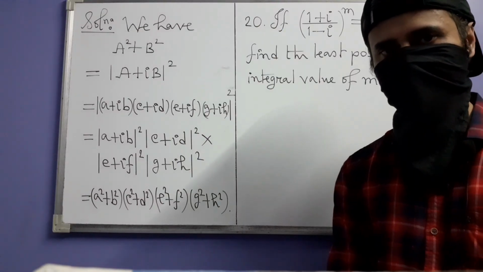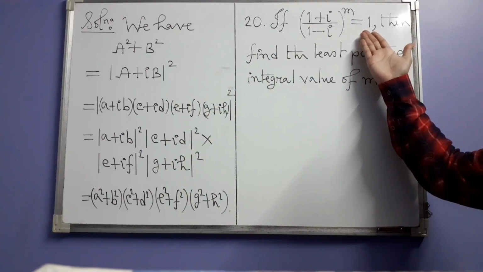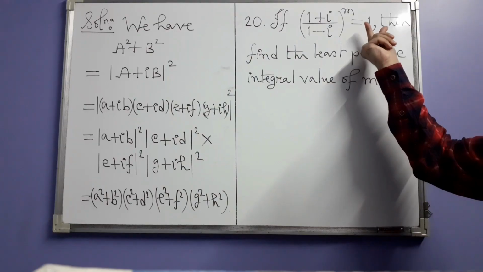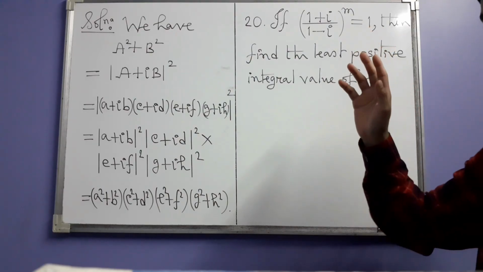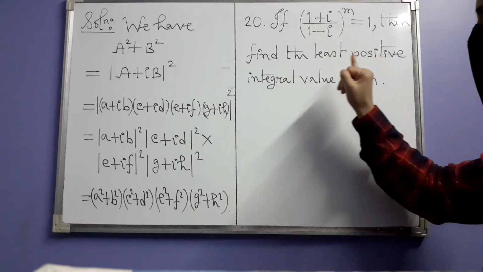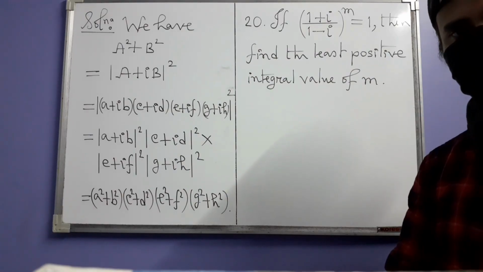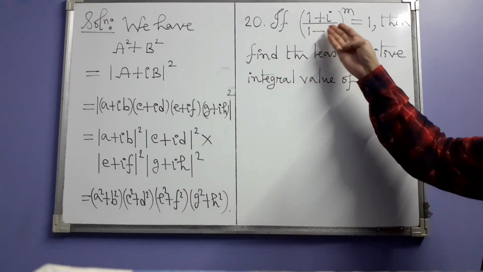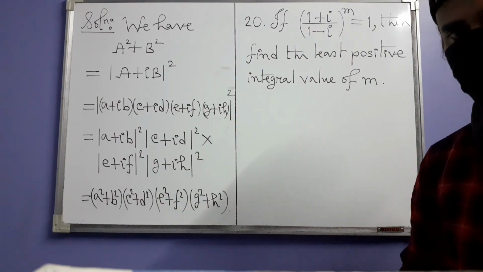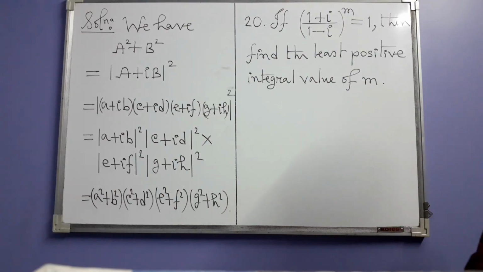And finally, the last problem, the 20th one, where we are given this. The mth power of (1 plus i) divided by (1 minus i) is equal to 1. If this is true, then we have to find the least positive integral value of m for which this is true. That means m is a positive integer for which this equation is true, but maybe for many m this is true. Actually, that is the case. We have to find the least positive m.